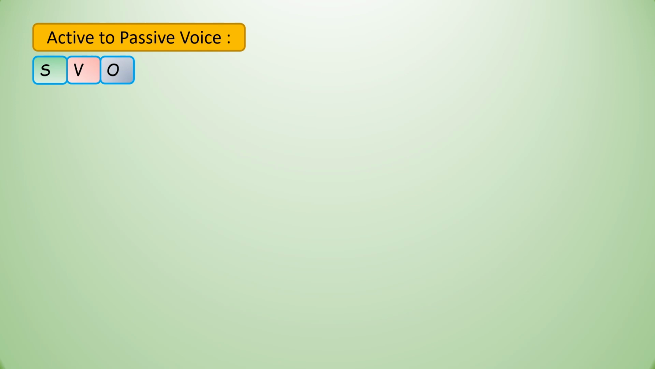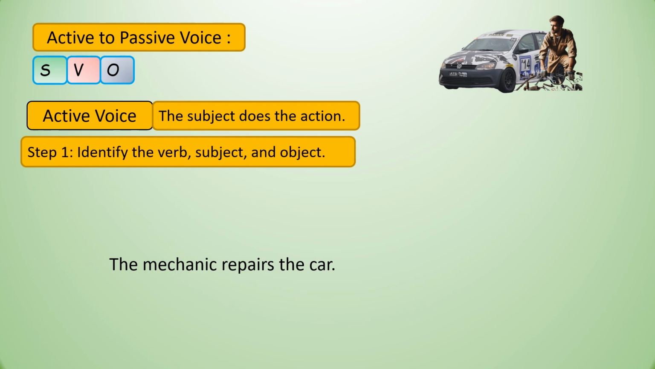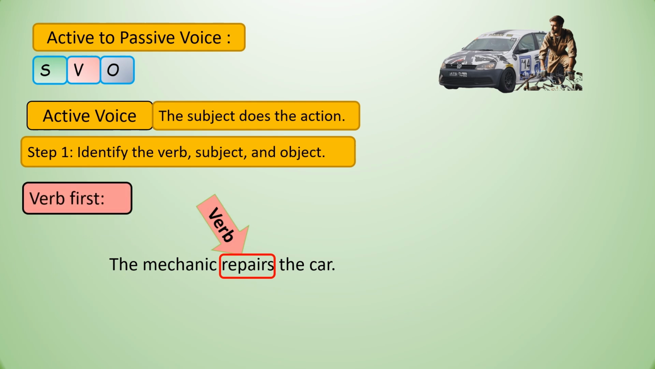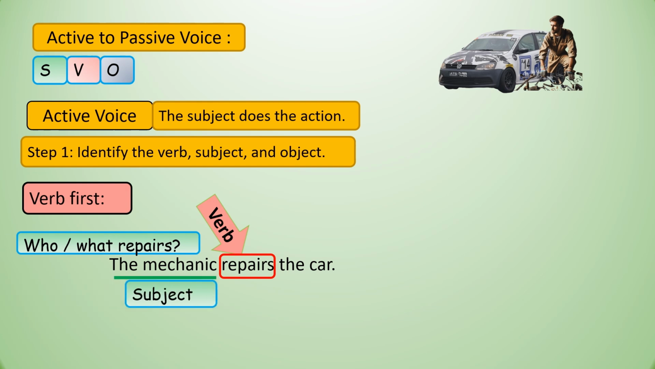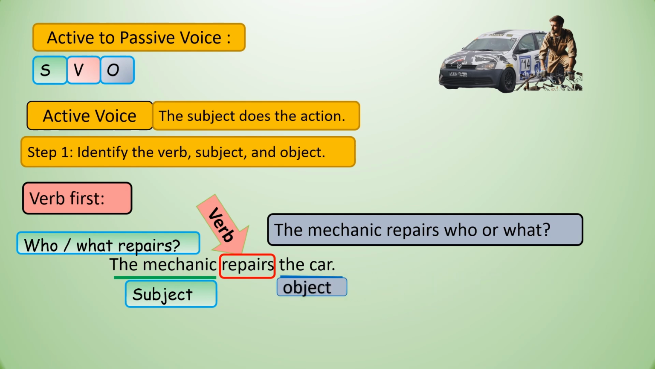Active to passive voice. SVO stands for subject, verb and object. Active voice. The subject does the action. Step 1. Identify the verb, subject and object. There's our example sentence. The mechanic repairs the car. So verb first. Repairs. Who or what repairs? The mechanic. Subject. The mechanic repairs who or what? The car. Object.